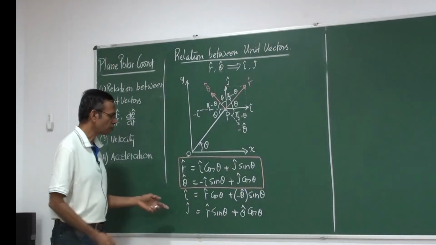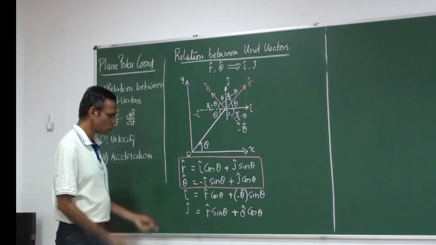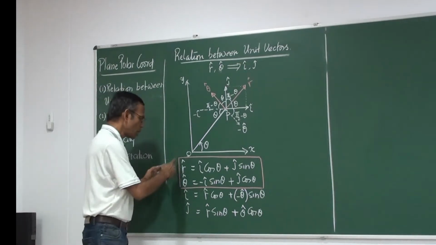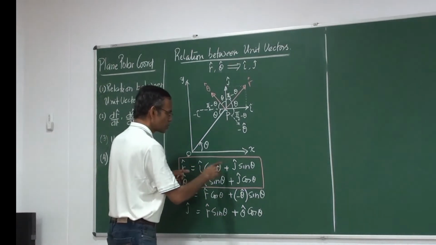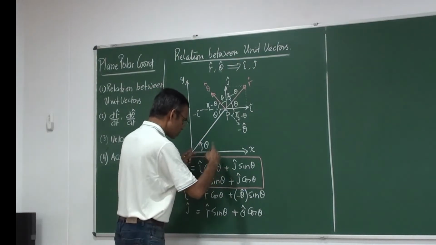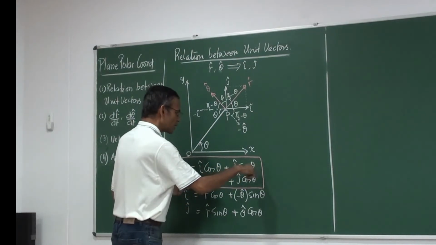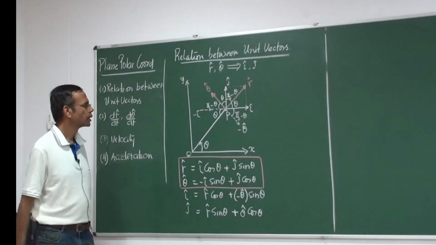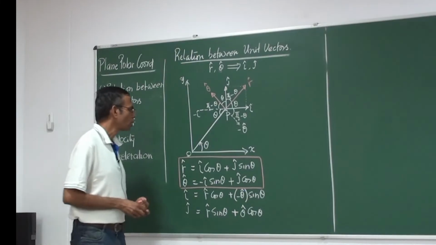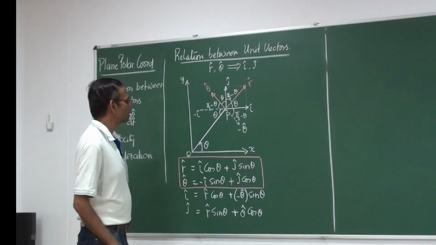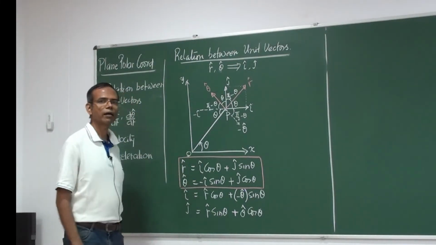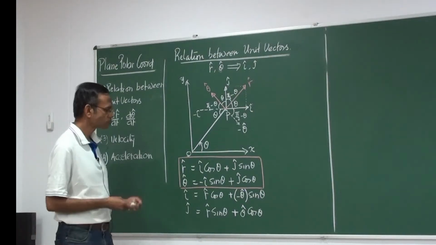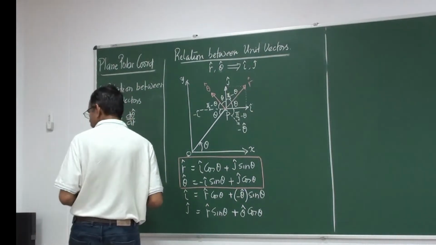We do not have a space here, but we can write this in terms of matrix also. R cap, theta cap, then cos theta, sin theta, cos theta, and I cap, j cap, that way matrix form also. It's okay. We don't need that much. But these two relations are very, very important. Alright.